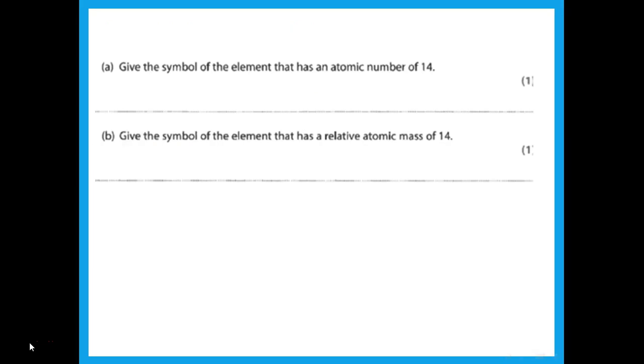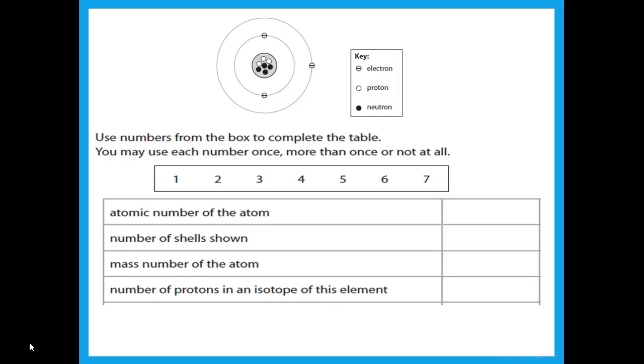Okay, so far? Give the symbol of the element that has an atomic number of 14. So I go to the periodic table and I look for the atom that has the small number 14. Which one did you find? That's silicon. And he wants the symbol, so you give him the symbol. Please, if he says give the name, you write the name. Give the symbol, you write the symbol. Give the symbol of the element that has a mass of 14. So which one has a relative atomic mass of 14? You'll find that that is nitrogen. Nitrogen is the one that has the big number, 14.